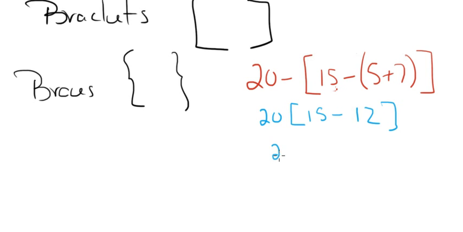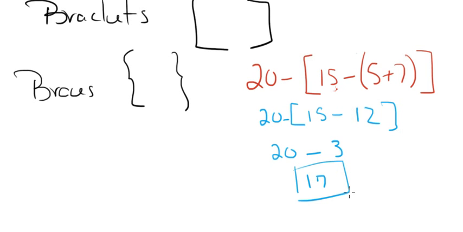And then it's going to be 20 minus, because we should have a minus there, and then 15 minus 12 is 3. So we lose our brackets, and then we do 20 minus 3 is 17. And that's how we derive our answer. That makes sense to everybody? Everybody okay with that? You do whatever's innermost, whatever's inside.